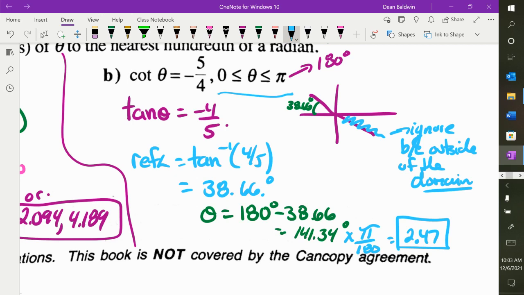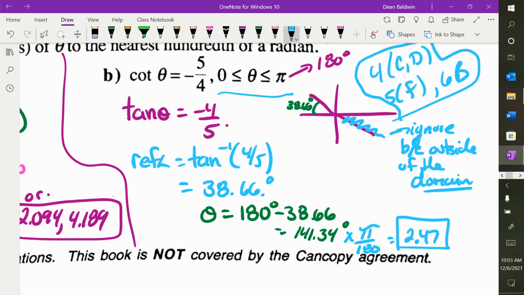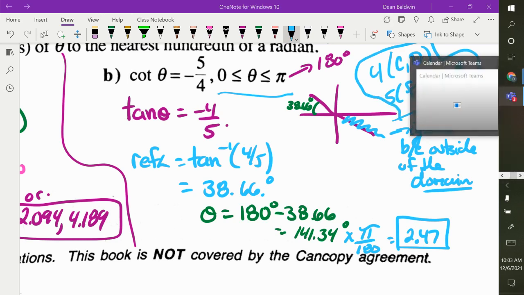All right. Here's what you're doing. Number 4, C and D. Number 5, F. And number 6, B. Obviously, if you need more practice, do them all. But that's it for today. Finish those questions, and tomorrow we will move on.